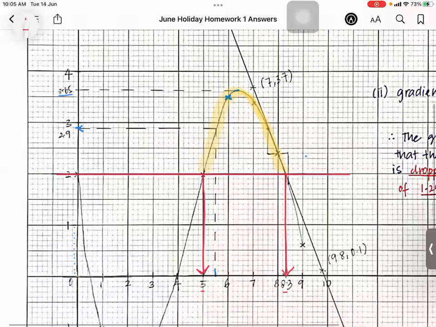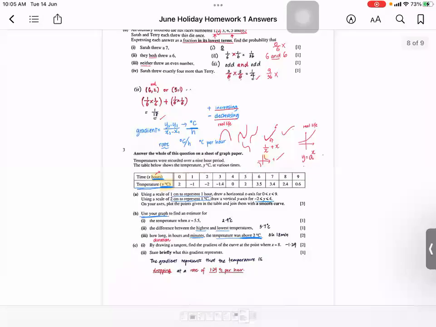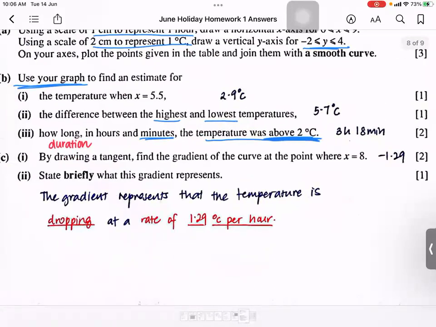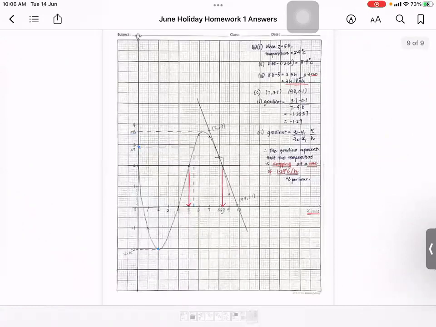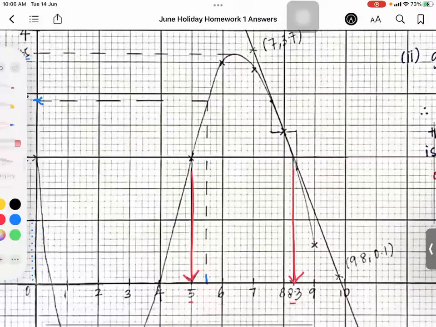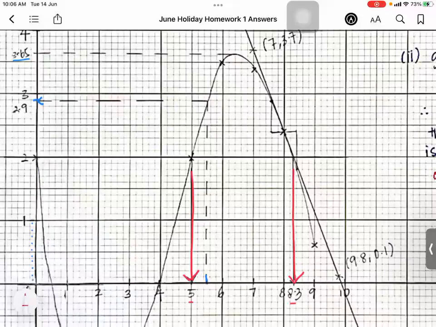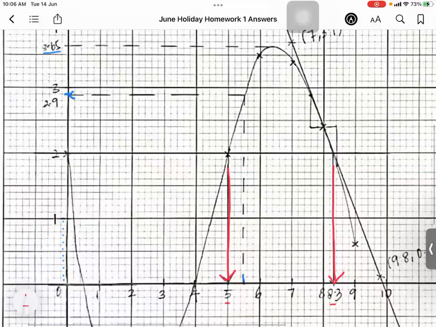Okay. Next part. Okay, let me erase away this one for a bit because I need to use it for the next part. Okay, next part of the question. By drawing a tangent line, find the gradient of the curve at the point where x equals 8. How to draw tangent? We haven't been practicing for a very long time already. You probably last drew a graph maybe last year examination or something like that. Okay, but let's recall a little bit how to draw a tangent line at the point x equals 8.